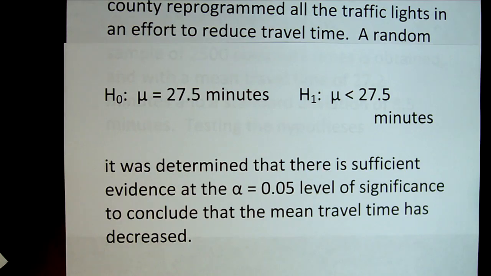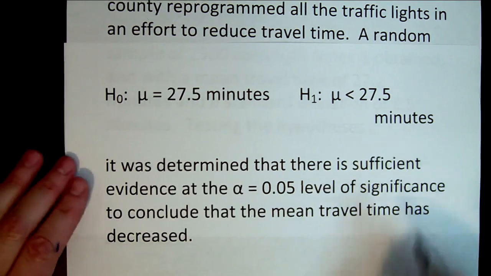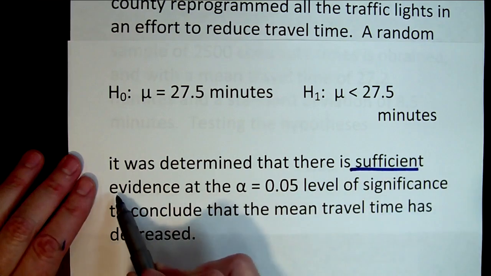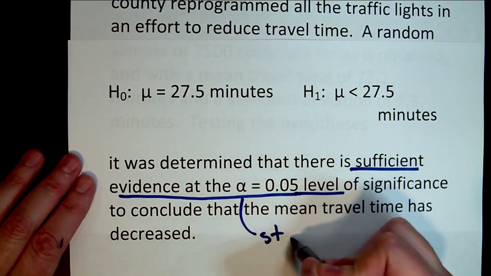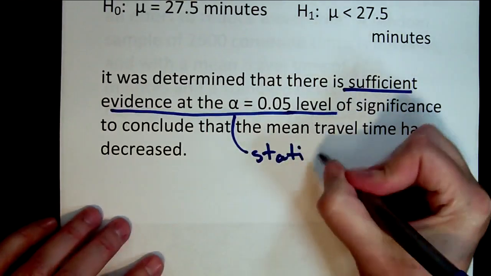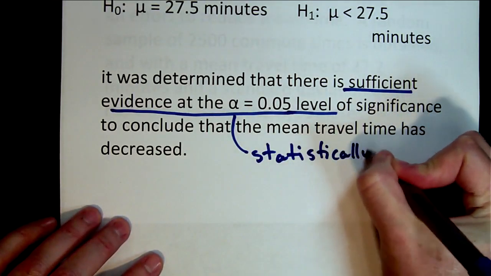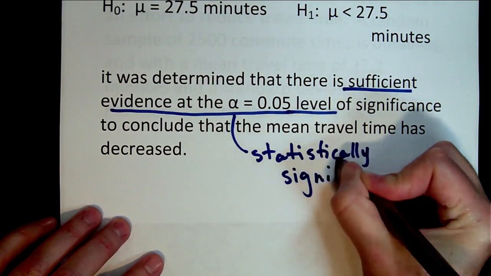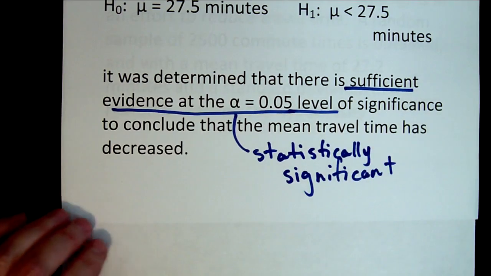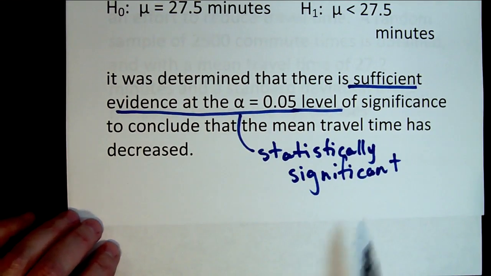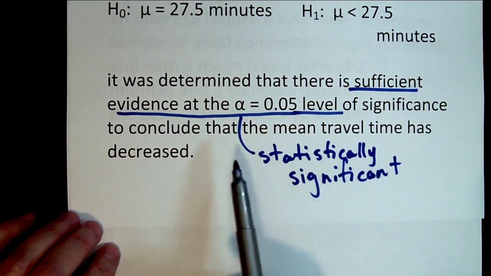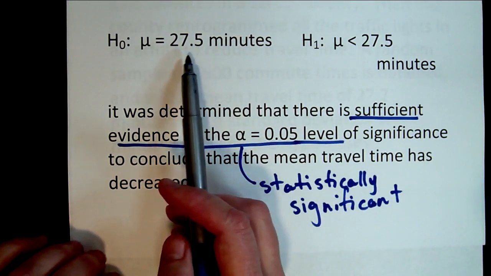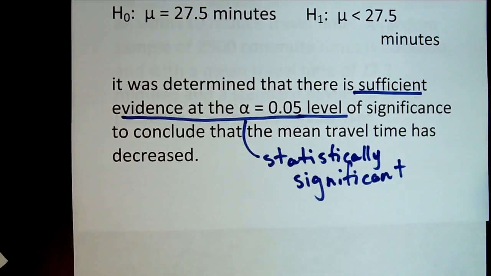When they say sufficient evidence at some level of significance, that means that what they found was statistically significant. So they did a normal hypothesis test, got a statistically significant difference between the point estimate and the assumed population mean, so they rejected the assumed population mean. But what about practical significance?